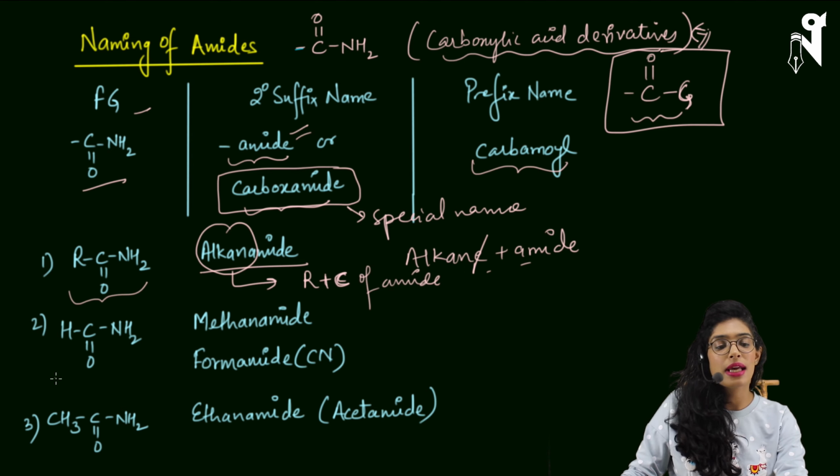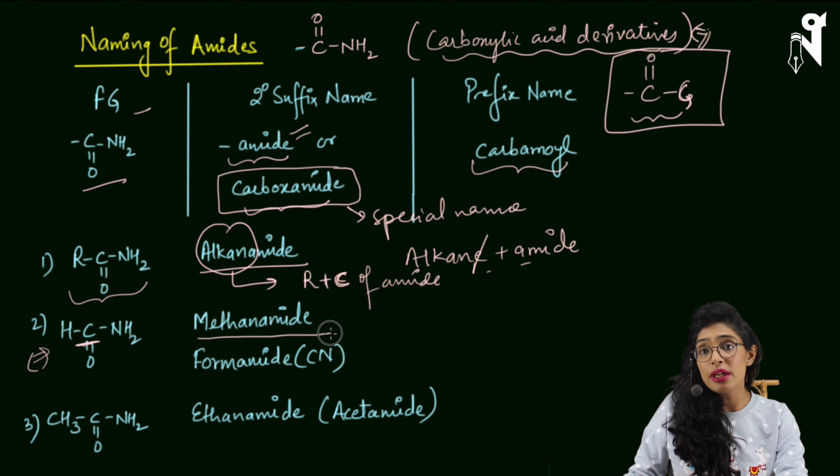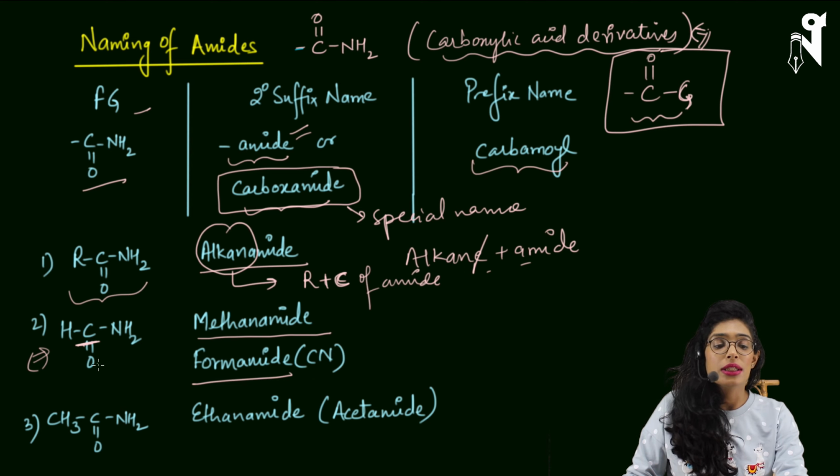So when I have this example, the first and the smallest amide group what we have is HCONH2. That means only one single carbon. The name will be methanamide. If I have to write the common name for it, formamide is the common name for this compound.